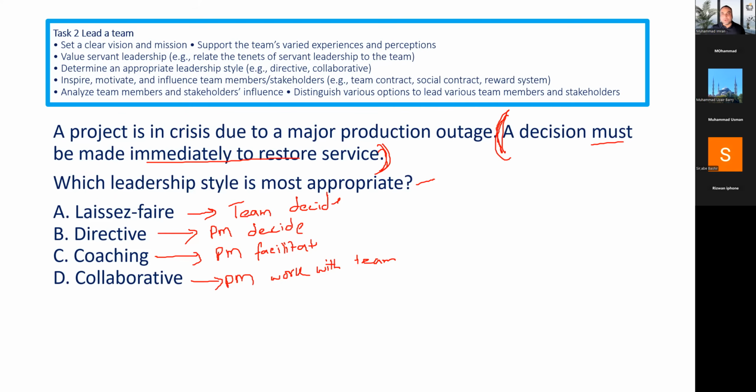If I remove this word, a decision should be made to restore services in the best possible ways, or in the best possibilities. Now, what should be the answer?